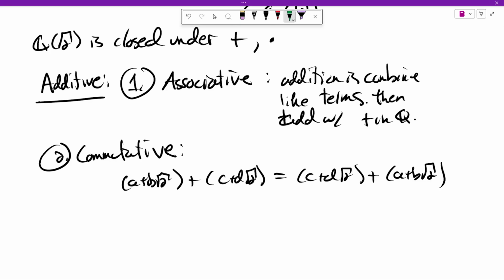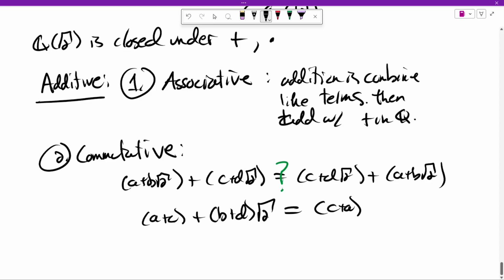So let's do that. This is a question mark. Remember, our addition operation is combine like terms. So on the left-hand side, we get A plus C plus B plus D root 2. And on the right-hand side, we get C plus A plus D plus B root 2.